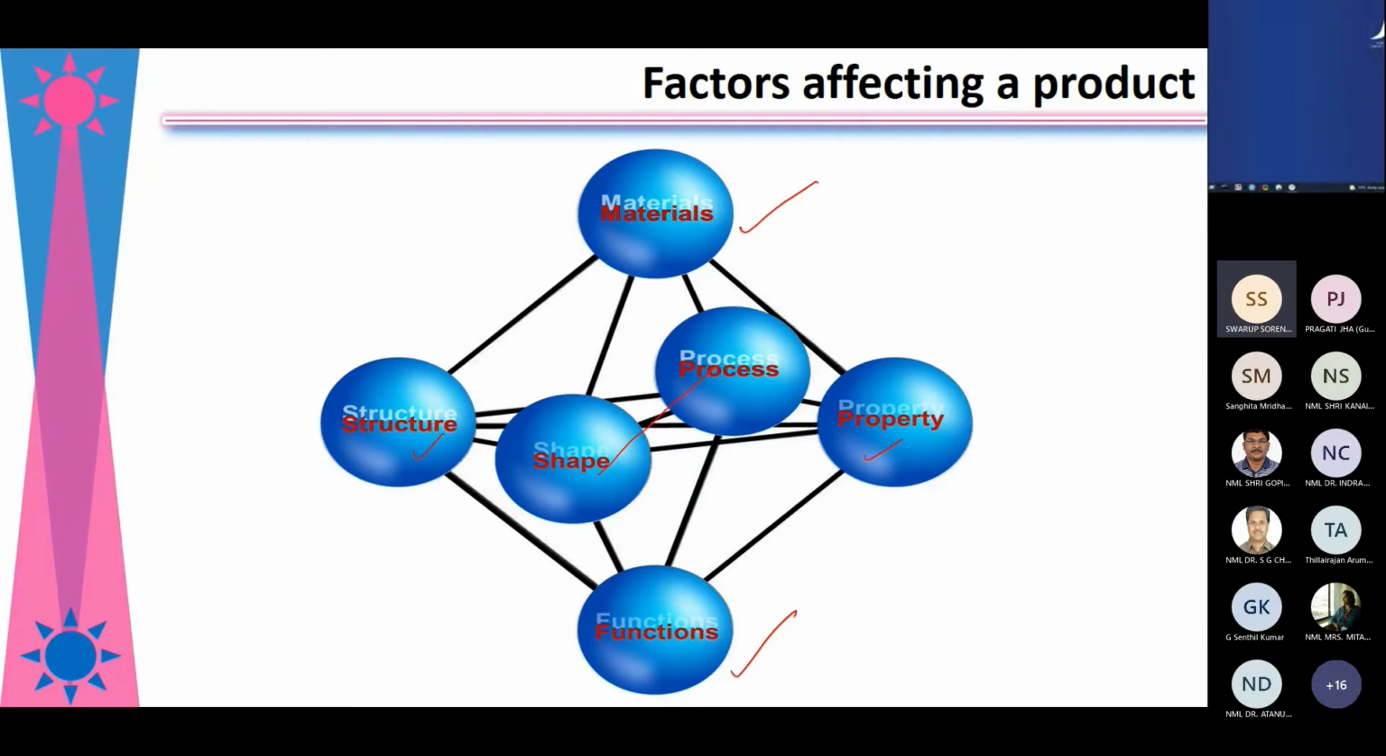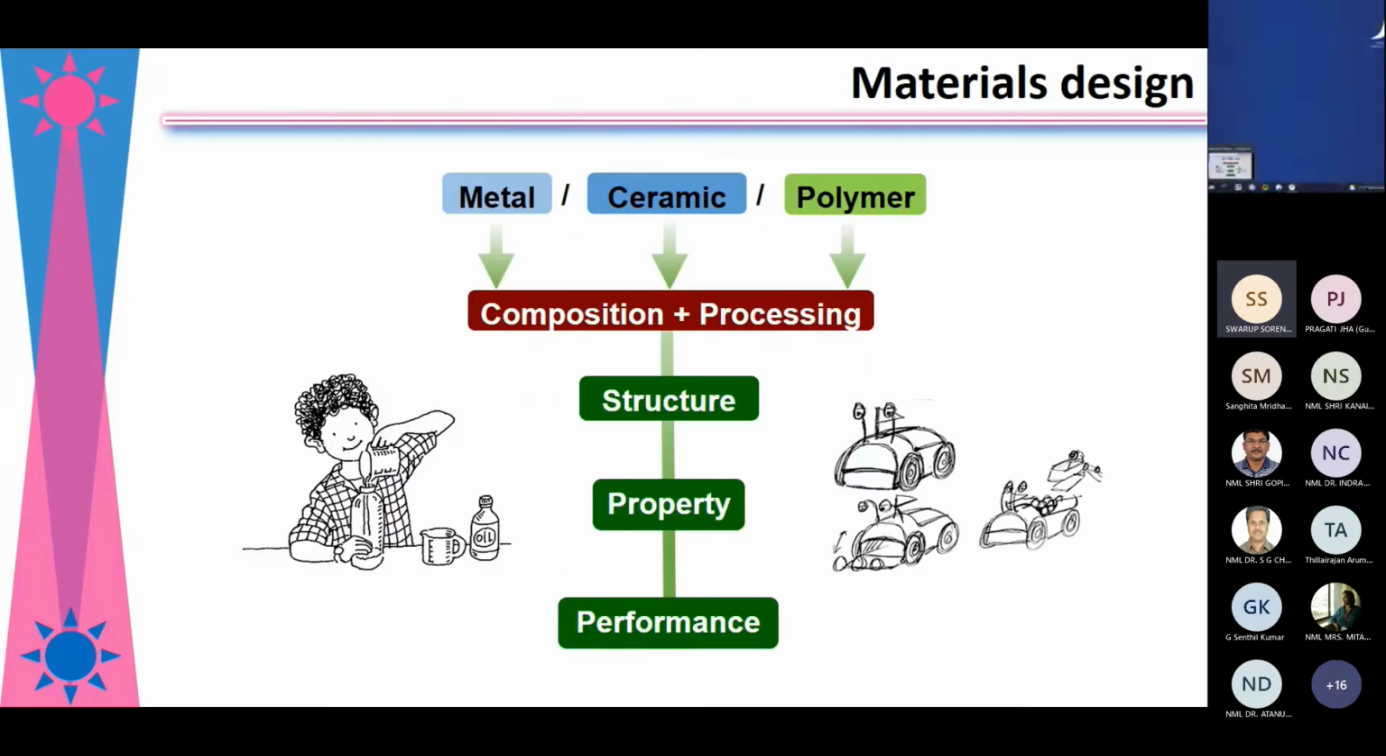So process determines the shape, process determines the structure, and process determines the property. So materials and processes are so important to decide what kind of function, to decide what would be the property of the material to perform a given function of the product. So in total, we can say that whether metals, ceramics or polymers, we have to take care of the composition and processing to reach certain structures, and that will determine the property and performance of the product. Okay, with this, we will come to materials processing, why we do that.